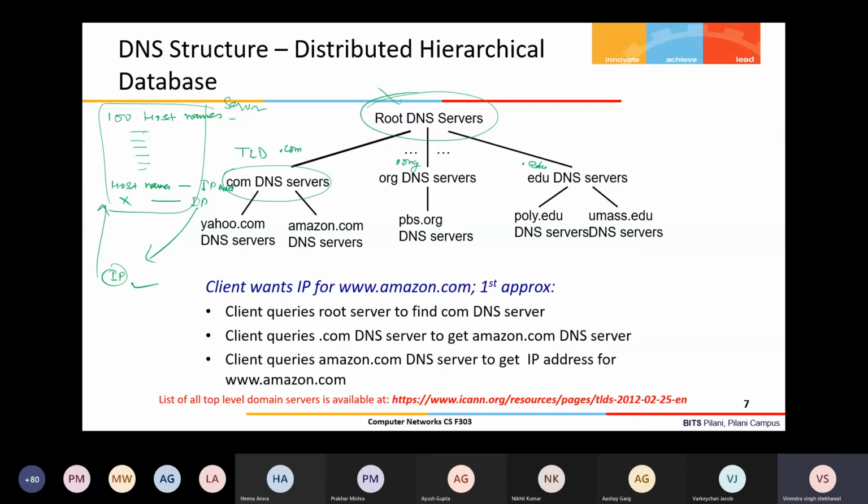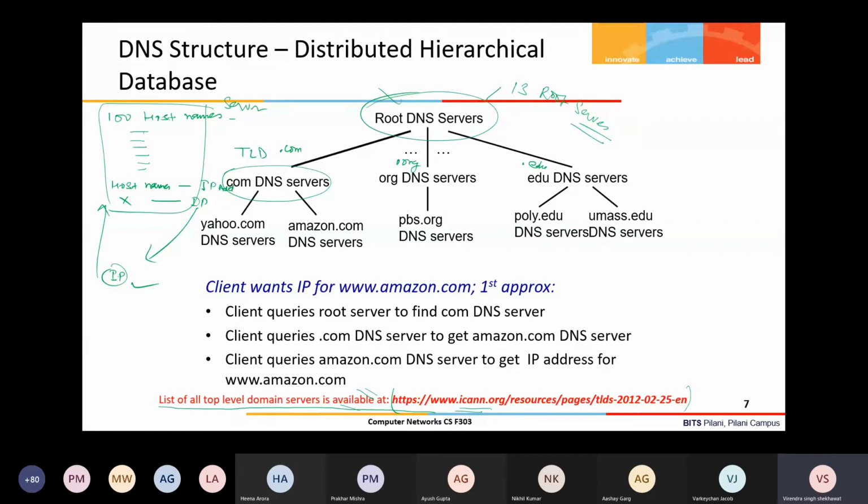If you are interested to know which top level domains are presently available, this is the URL. You can go and check that entire list of TLD domains. It is updated by the internet organization. Root servers we'll see in the next slide, but there are 13 root servers in total. More on this in the next slide.